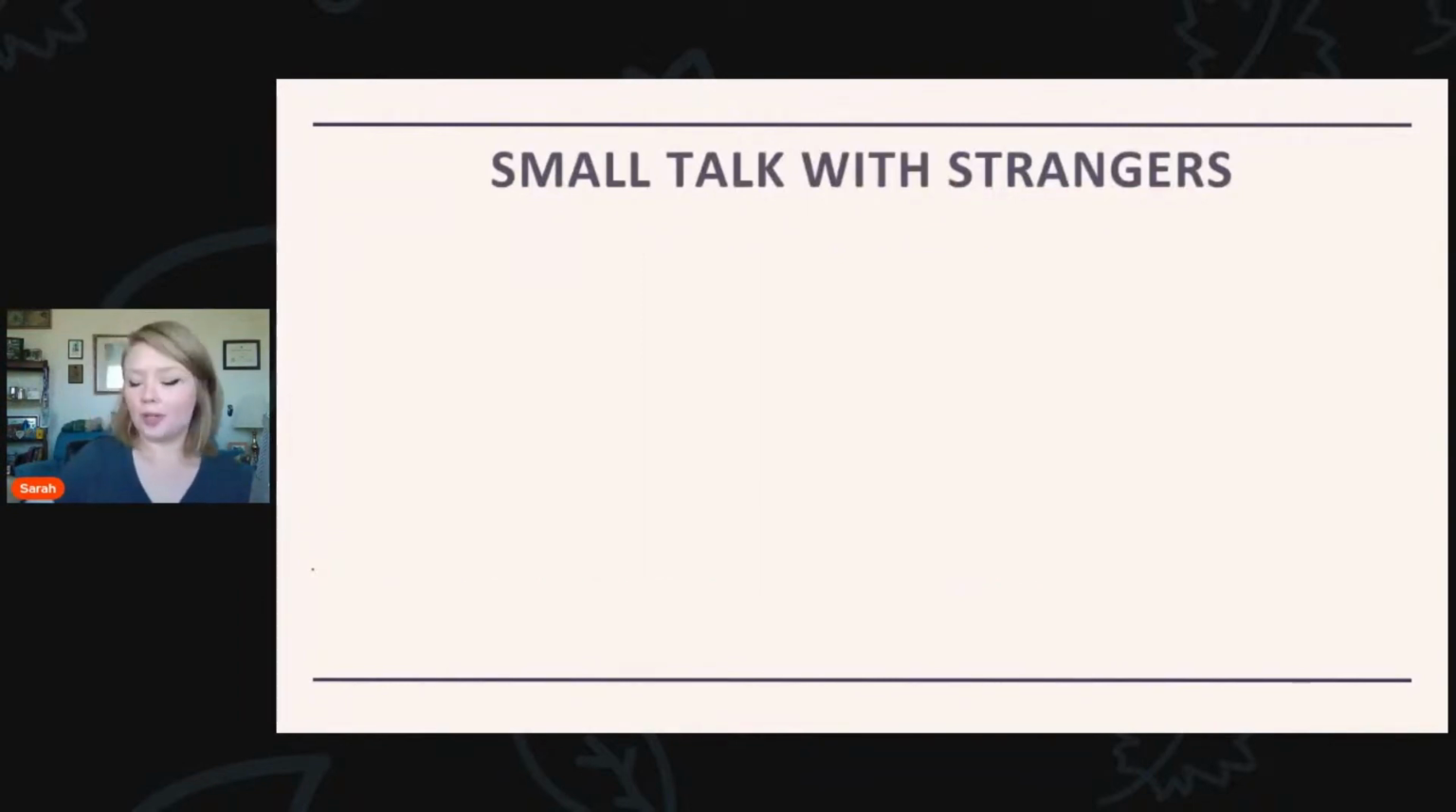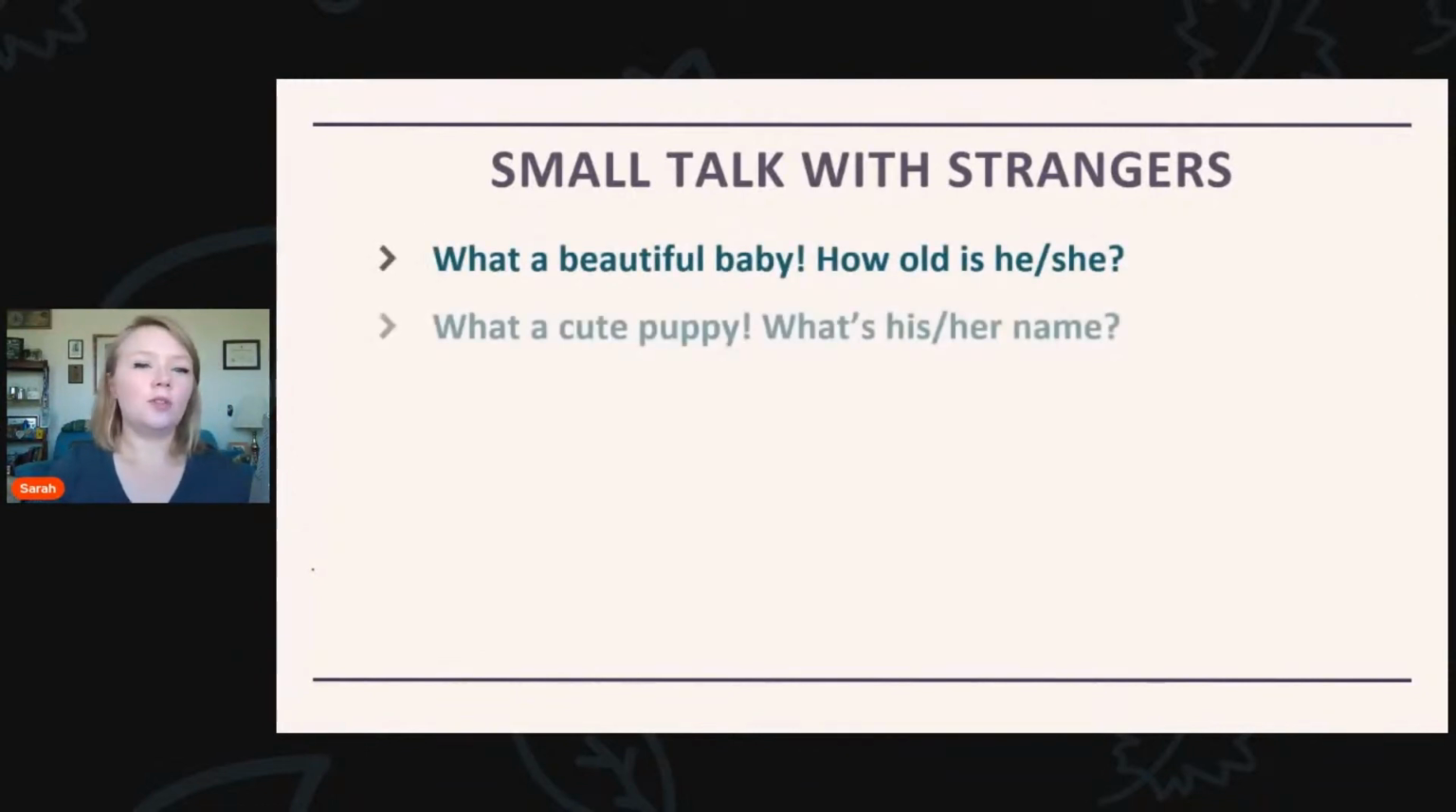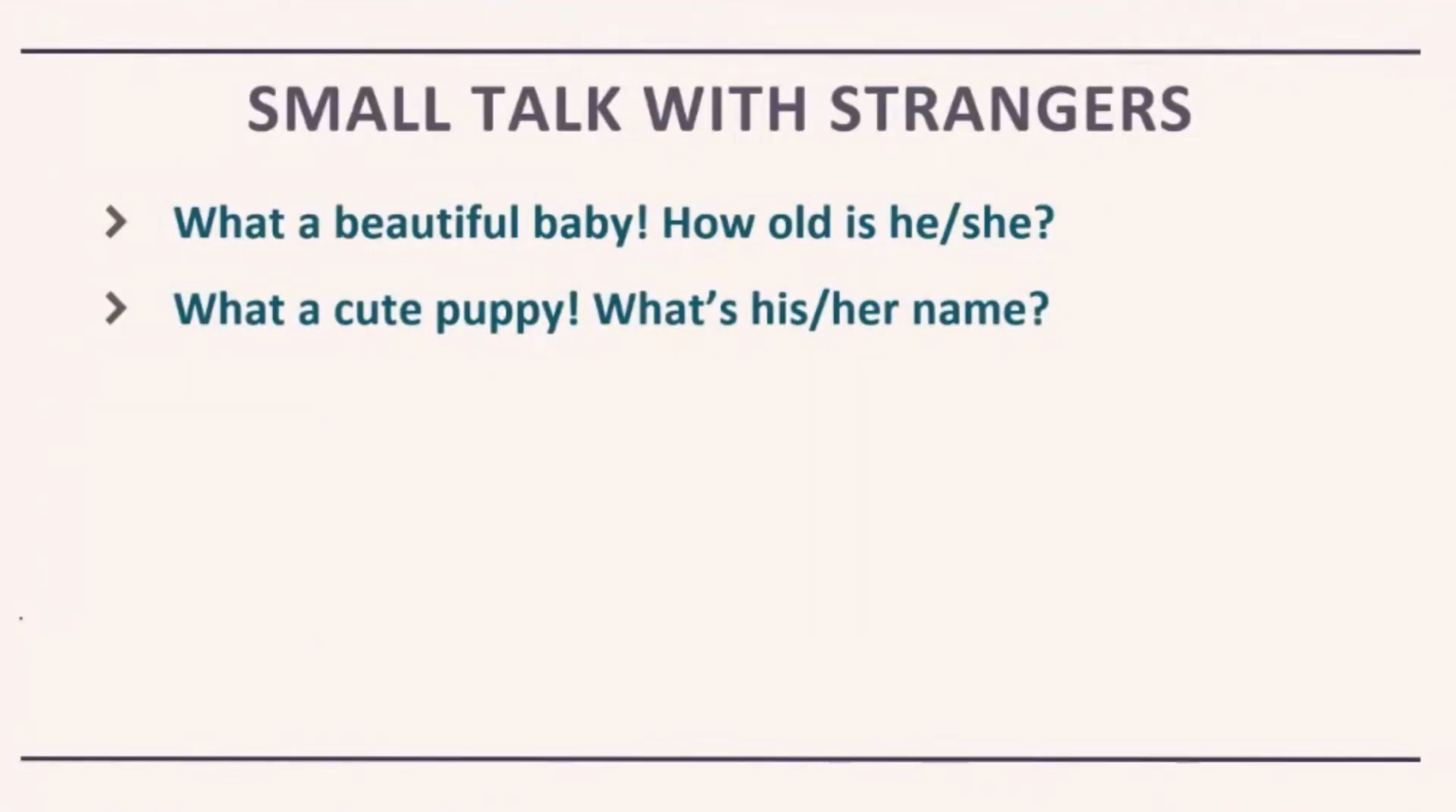All right, how about with strangers? We'll go through these a little quickly. So, the first two things we might talk about with strangers is commenting on, let's say they have a baby or a child, or they are walking their dog. We might just be friendly and say something like, "Oh, what a beautiful baby. How old is he?" Or "How old is she?" Or if they're walking their dog, "What a cute puppy. What's his name?" Or "What's her name?"